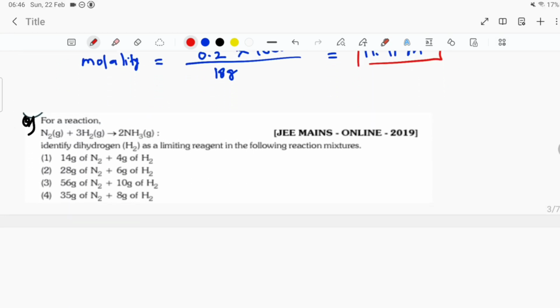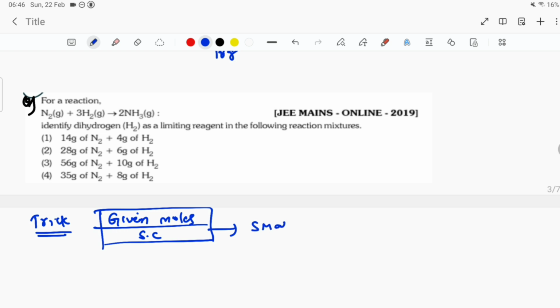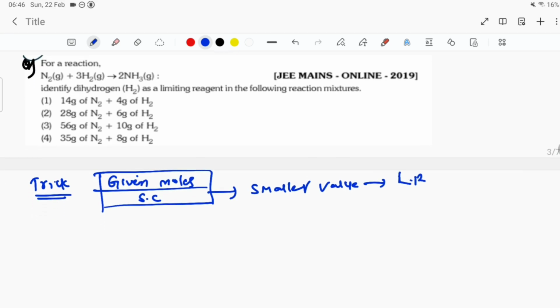Next question. The limiting reagent question, the most repeatedly asked question format it is. Identify dihydrogen as a limiting reagent in the following reaction mixtures, where dihydrogen is acting as limiting reagent. So how to find limiting reagent? Here we know the trick. You take the given moles by stoichiometric coefficient. Whichever has the smaller value, that is LR, the limiting reagent.